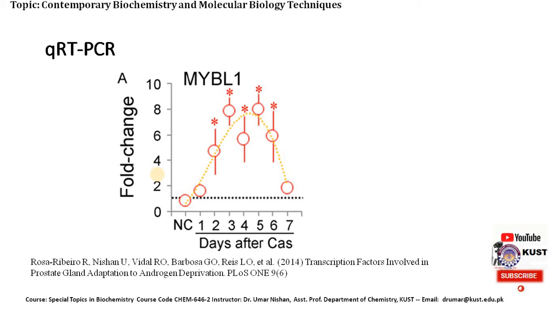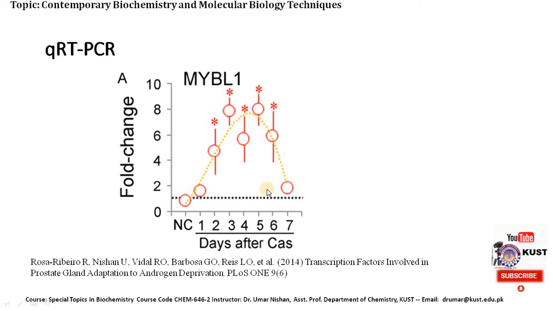Here is an example of a real-time PCR. Certain stimuli, in this case the androgen hormones, are removed. This is a gene, from one of our published papers. Maybe L09 shows an increase in expression. The stars represent a statistically significant increase, and then it comes down.